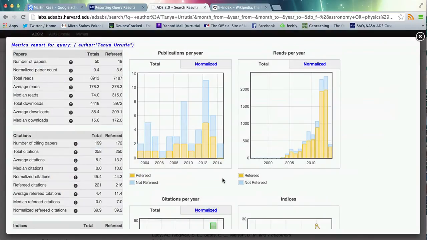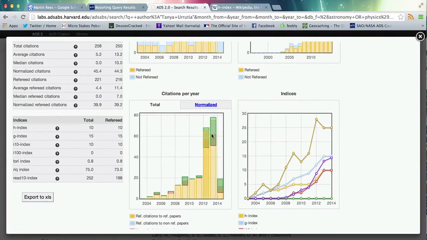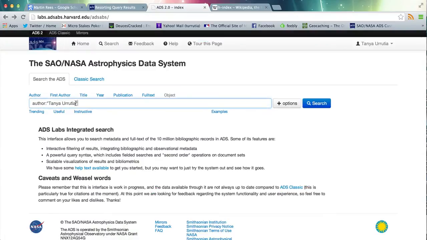It gives you all sorts of statistics. People are really starting to read the papers I'm an author or co-author on. You see that I have not published any refereed papers in 2014. And here you see how the citations are picking up per year. And here you see there are different metrics that are increasing as the years go by. And here's my H-index for refereed articles. It is 10. And we can do the same exercise with the two other names we had.